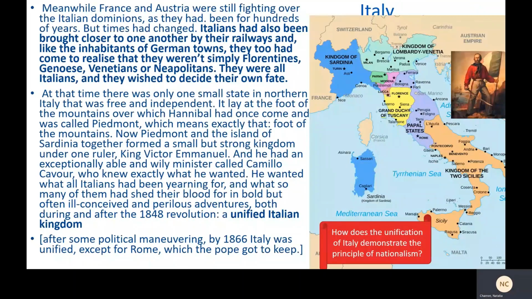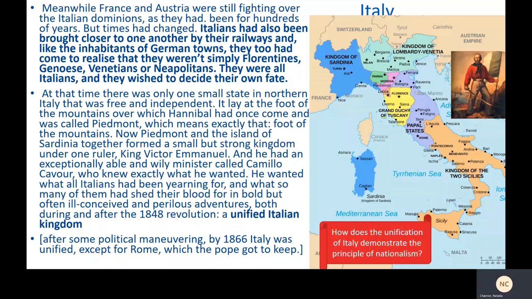Meanwhile, France and Austria were still fighting over the Italian dominions, as they had been for hundreds of years. But times had changed. Italians had also been brought closer to one another by their railways, and like the inhabitants of German towns, they too had come to realize that they weren't simply Florentines, Genoese, Venetians, or Neapolitans. They were all Italians, and they wished to decide their own fate.